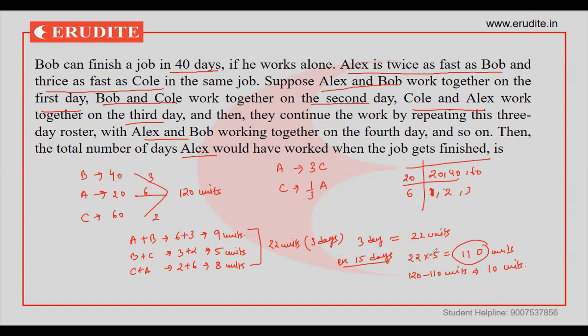Now guys, after 15 days, the next round will be for Alex and Bob. They are completing 9 units of work. So that means on the 16th day, when Alex and Bob are working, 9 units are done. So the remaining is how much? 10 minus 9, that is 1 unit remaining.